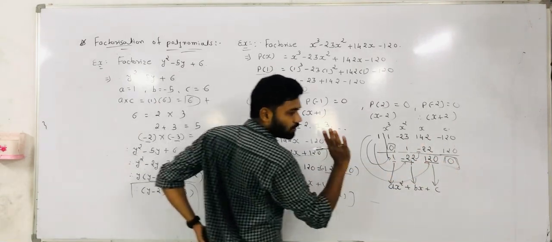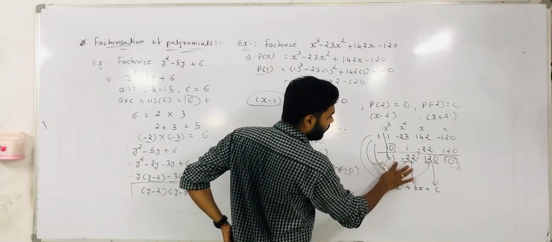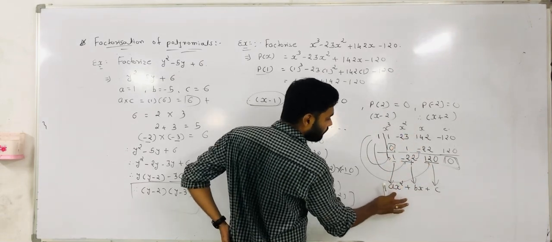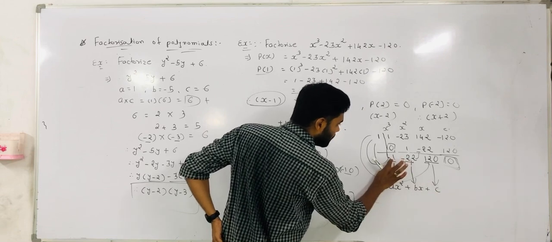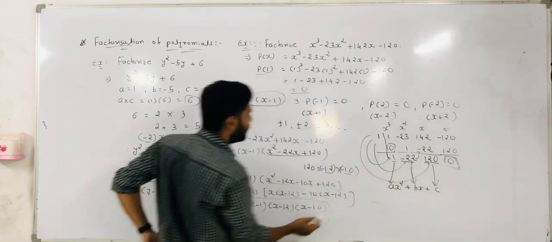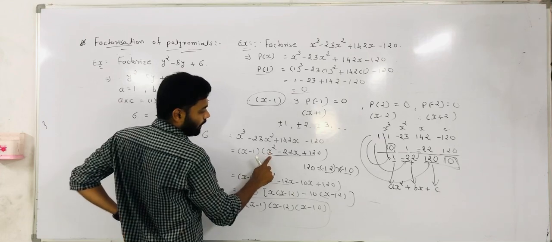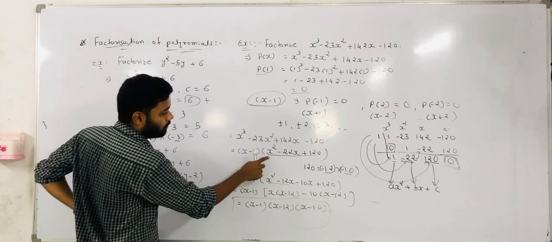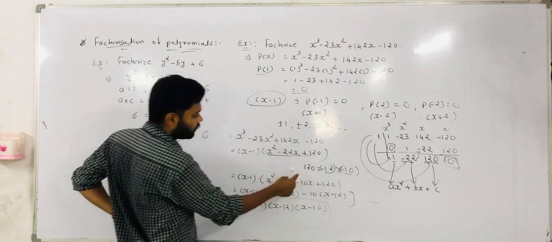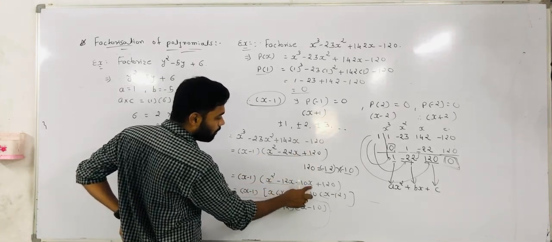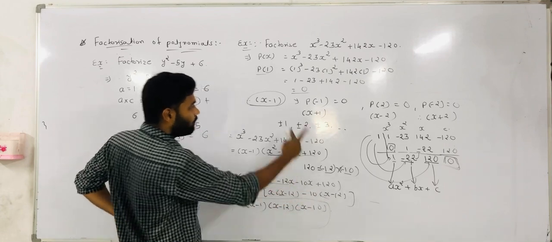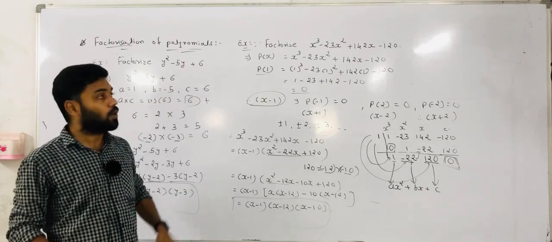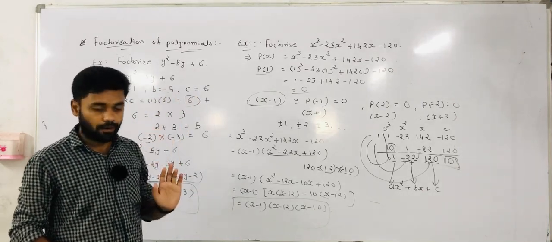Now आपको 3 कोएफिशिएंट मिलेंगे, 3 कांस्टेंट टर्म. These are the coefficients of the quadratic polynomial. ax square plus bx plus c. This is a, this is b, and this is c. So you will get x square minus 22x plus 120. Now this is the quadratic polynomial. So by splitting the middle term, you can find the other two factors. So this is the procedure to find factors of a cubic polynomial.